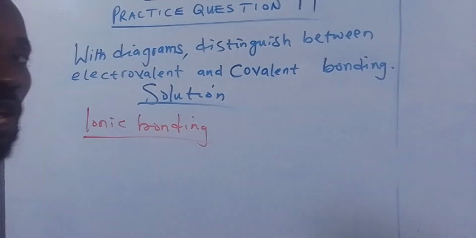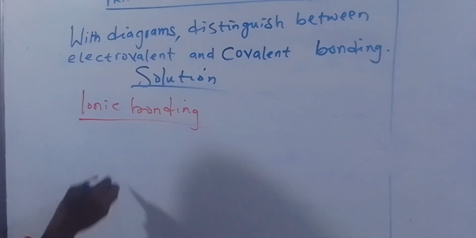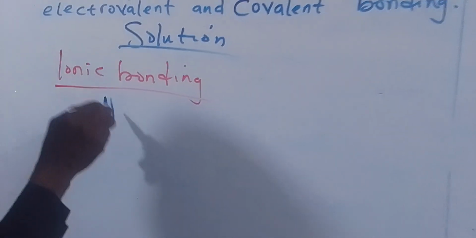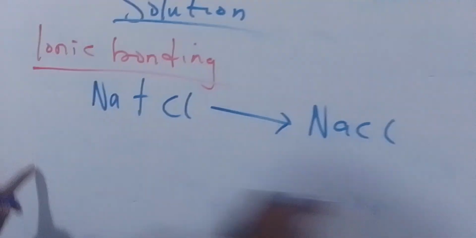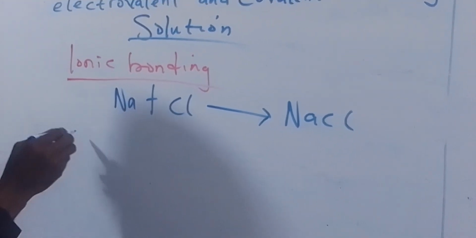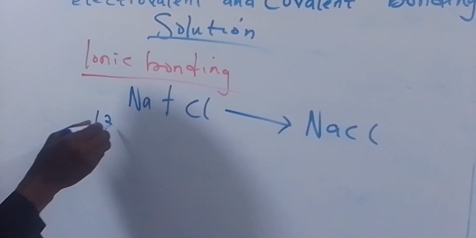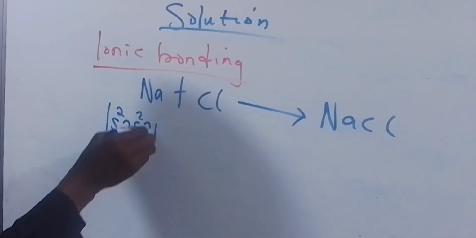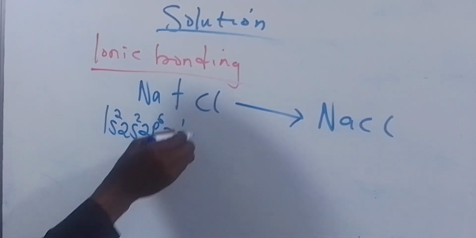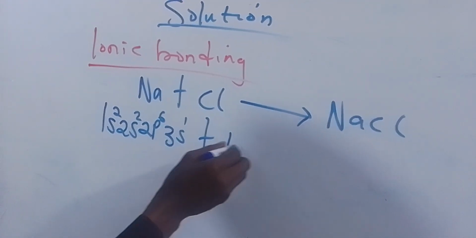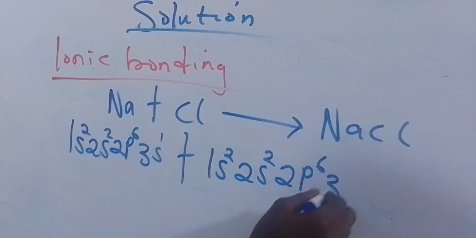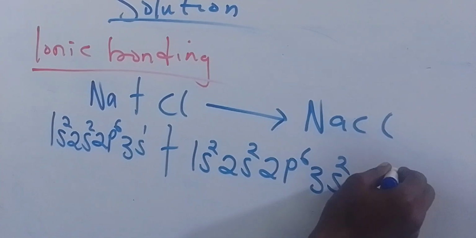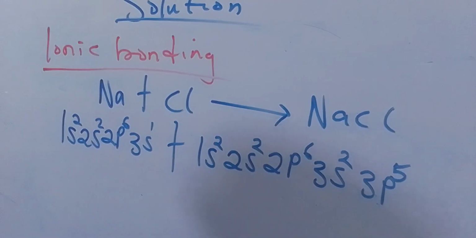Let's take a good example, the formation of sodium chloride. Here we have sodium reacting with chlorine, a gas. It forms sodium chloride, NaCl. Let us analyze this reaction. Sodium has an electronic configuration of 1s2, 2s2, 2p6, 3s1, plus chlorine, atomic number 17: 1s2, 2s2, 2p6, 3s2, and 3p5, atomic number 17.